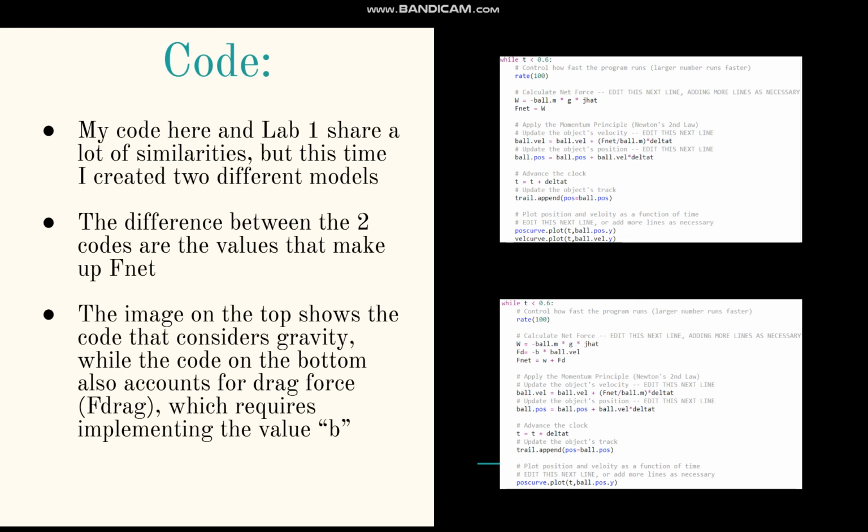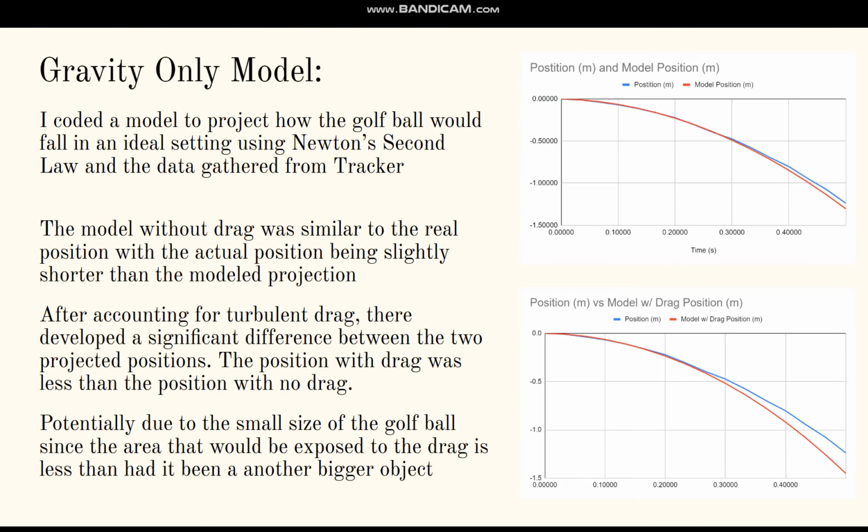So my code here and Lab 1 share a lot of similarities, but this time I created two different models. The difference between the two codes are the values that make up F net. The image on the top shows the code that considers gravity, while the code on the bottom also accounts for drag force, which requires implementing the value B. So for the gravity-only model, I coded a model to project how the golf ball would fall in an ideal setting using Newton's second law and the data gathered from Tracker.